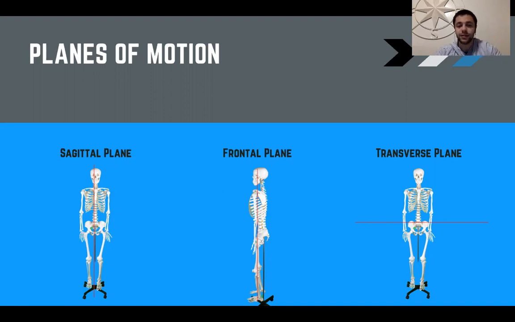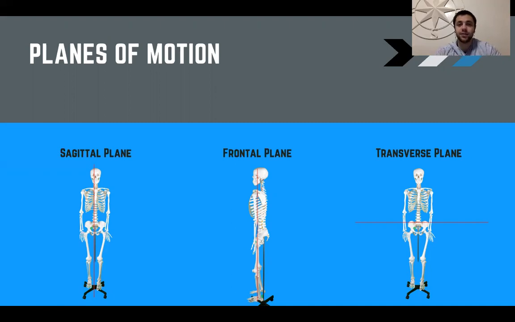Next, we have the frontal plane. This divides our body into anterior and posterior halves. So in this case, imagine you have a piece of glass directly in front of you and a piece of glass directly behind you, and you can only move side to side. Most commonly, the movements that we see here are abduction and adduction, which we're going to see at the shoulder and the hip.